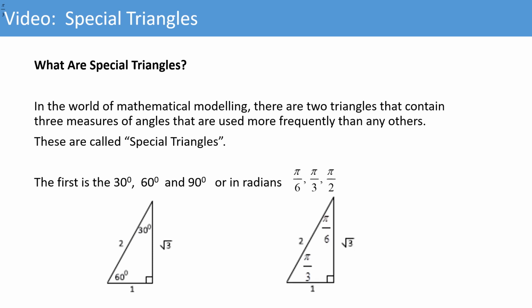This is exactly the same if we're expressing our angles in radian measure. 60 degrees is equal to pi over 3. 30 degrees is the same as pi over 6. Same side measures.